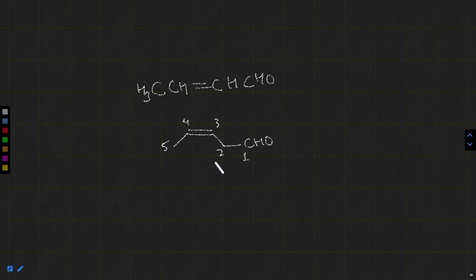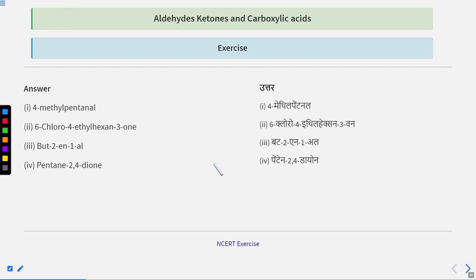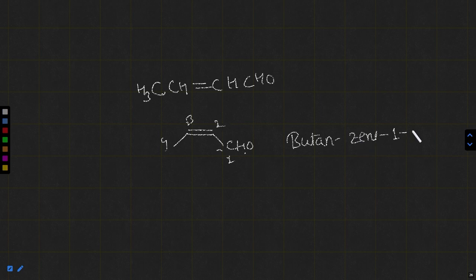So I would name it. Its name would be but-2-en-1-al. How? At 1st position we have aldehyde, and 4 carbons are there. So 1, 2, 3, 4 carbons. Now it is good. So butane, 2-en and 1-al.